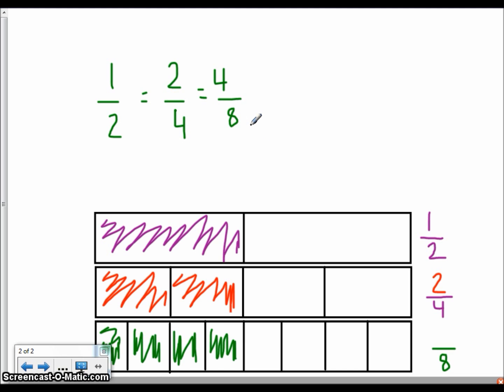Now, do you see a pattern in the denominator? Do you see a pattern in the numerator? Do you think you can make your own equivalent fractions? I bet you can. Now it's going to be your turn to talk about equivalent fractions in your group.